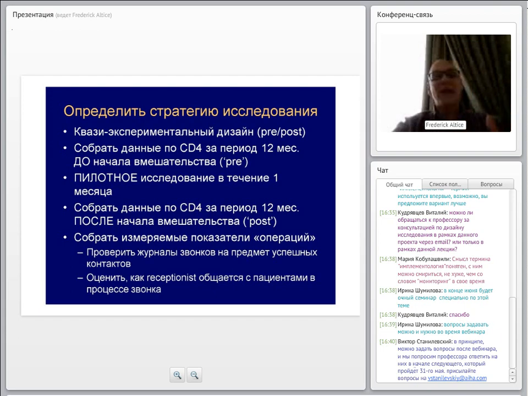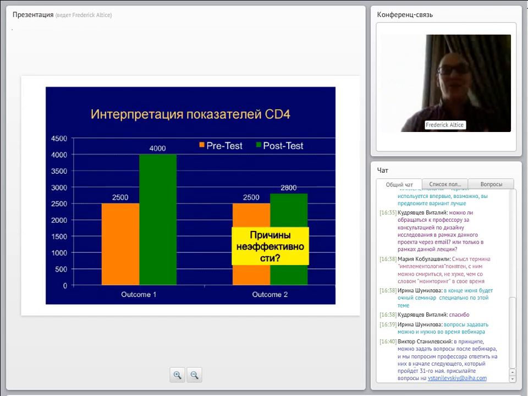But you definitely want to do this, and you want to also make sure that you're keeping a record of all of those process measures, such as the phone logs, and listen to how the receptionist interacts with the patients. If the receptionist is rude, the patient's not going to show up. So here's an example of a way to look at this. On the left-hand side, you could potentially get 2 outcomes, and now you have to explain how it happened that you get 2 different findings from 2 different HIV clinics. Outcome 1 is Clinic A, and outcome 2 is Clinic B.